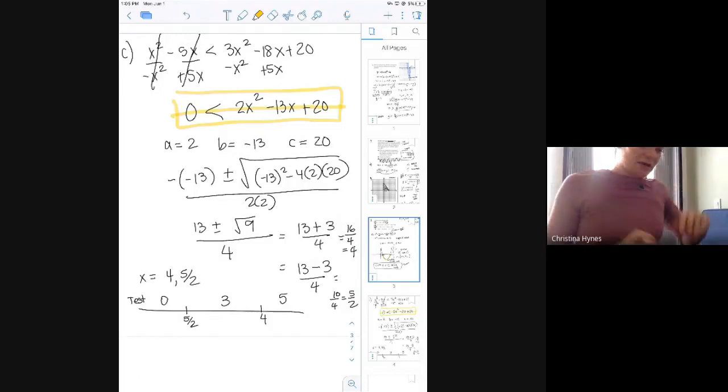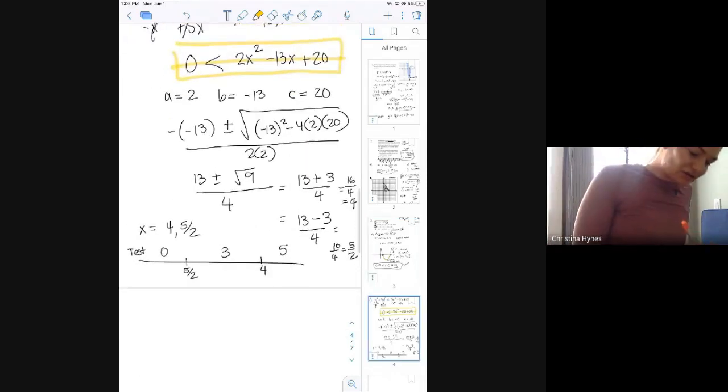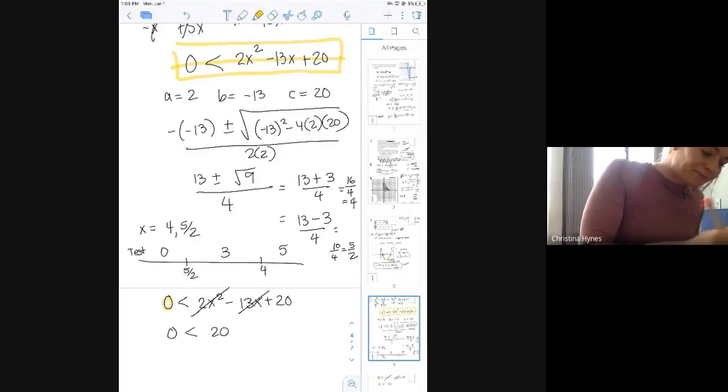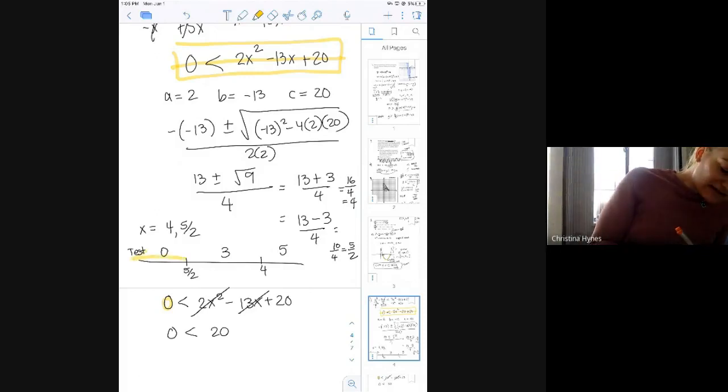Okay, so now I'm going to plug them into the equation. Is 0 less than 2x squared minus 13x plus 20? So if I plug in 0, this is 0, this will be 0. So you're going to get that 0. Is it less than 20? Well, yes, it is. So we know that this right here is the solution in the region. This is an acceptable solution region right here.